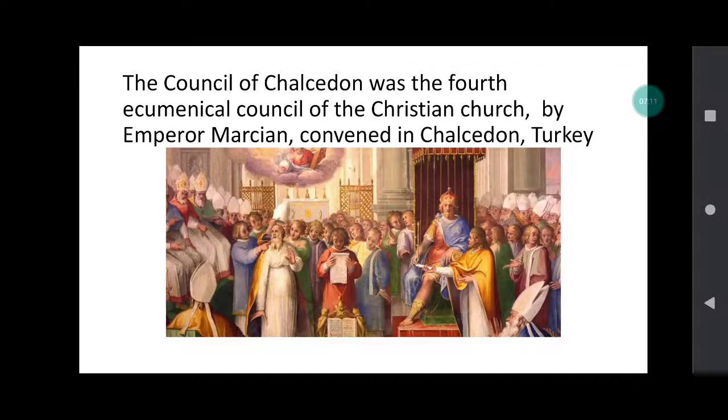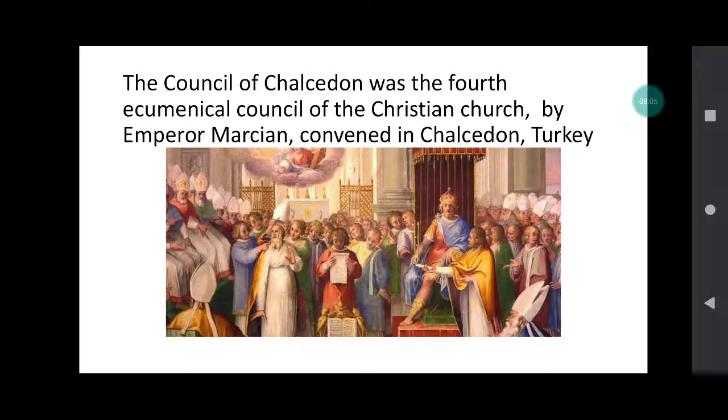Now we will be discussing the Council of Chalcedon. Chalcedon is basically in Turkey itself. The Council of Chalcedon was the fourth ecumenical council, the fourth meeting called by Emperor Marcian. It was convened in Chalcedon itself in 451 AD. We will discuss the first, the second, and the third later, and this is the fourth, in AD 451.